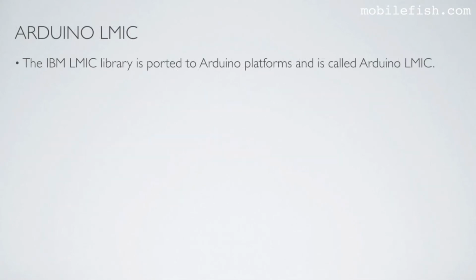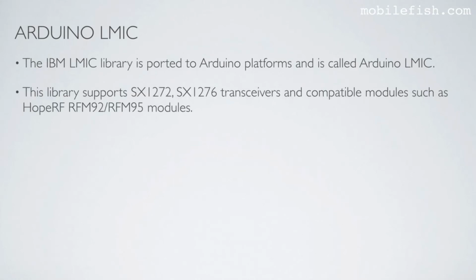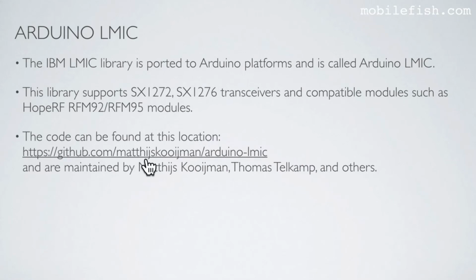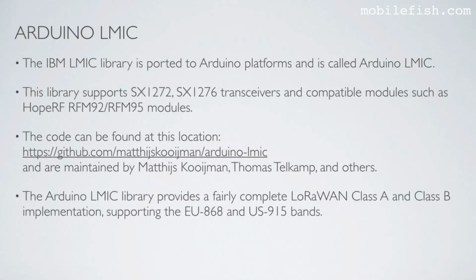The IBM LMIC library is ported to Arduino platforms and is called Arduino LMIC. This library supports SX1272, SX1276 transceivers and compatible modules such as HopeRF, RFM92 or RFM95 modules. The code can be found at this location and is maintained by Matthijs Kooijman, Thomas Telkamp, and others. The Arduino LMIC library provides a fairly complete LoRaWAN Class A and Class B implementation, supporting the AU 868 and US 915 bands. The compiled size of this library is about 30 kilobytes.